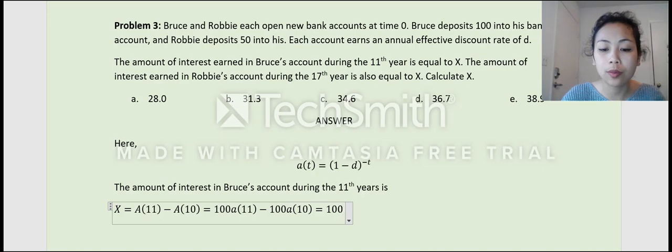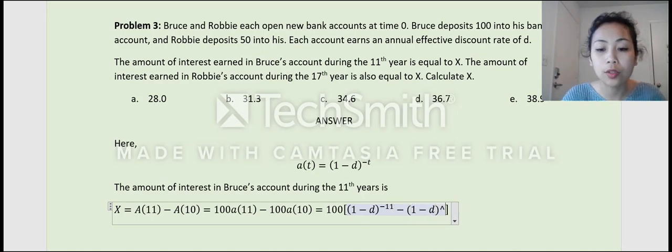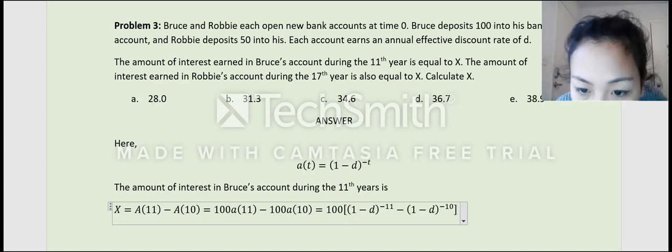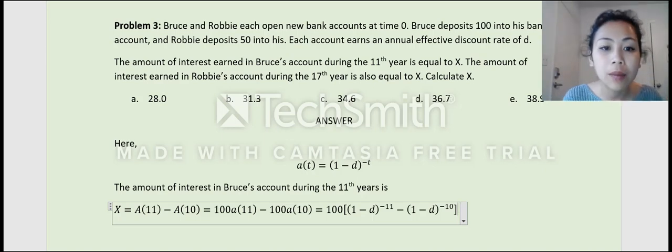So that's 100 times, a of 11 is (1 minus d) to the power of negative 11, minus (1 minus d) to the power of negative 10. And this equals x. And the amount of interest earned in Robbie's account during the 17th year is also x.